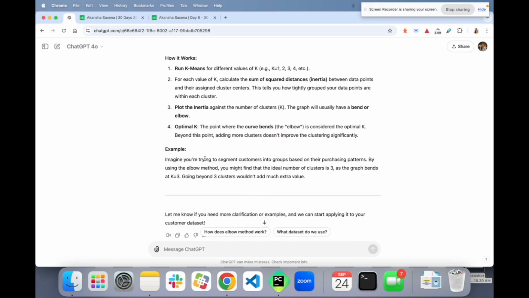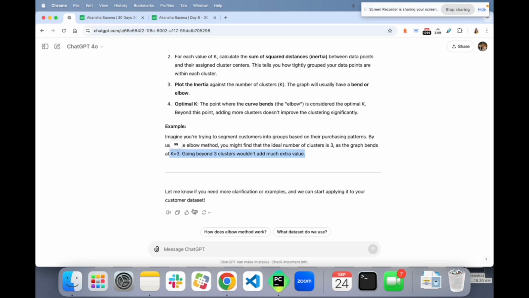Imagine you're trying to segment customers into groups based on their purchasing pattern. By using the elbow method, you might find the ideal number of clusters is 3, as the graph bends at K=3. Going beyond 3 clusters would not add much extra value, that's what I was saying. After the optimal value, we do end up with more clusters, but it will not help in distinguishing unique features between the clusters. So yes, we have understood it. Thanks. Now it makes sense, makes things clear.